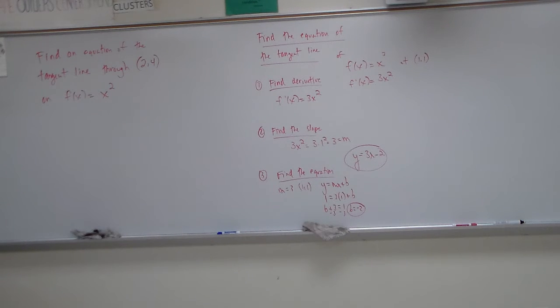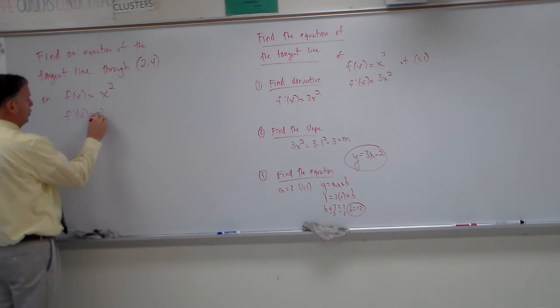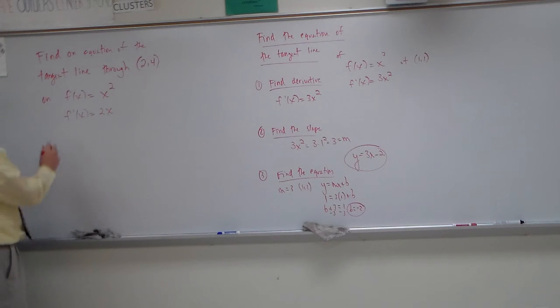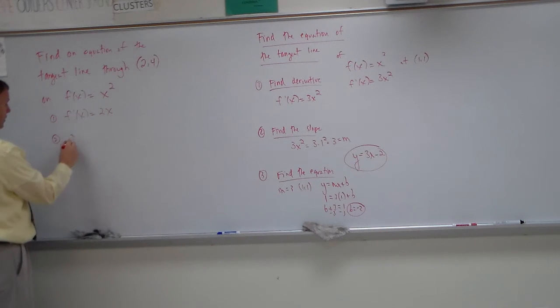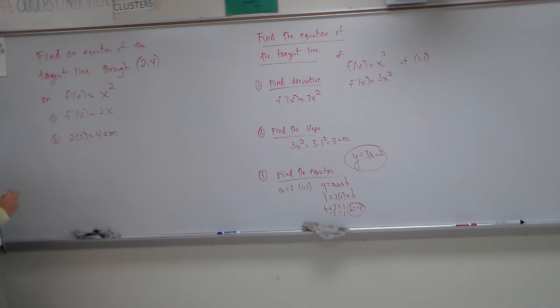Actually, I do have one more thing after this too. All right, so again, I'm going to tell you what the derivative is. The derivative for this one was 2x. We found it before. So we found the derivative, that's step 1. Step 2, we want to find the value of the slope. Take your x value and plug it in. 2 times 2 is 4, so that's equal to m.